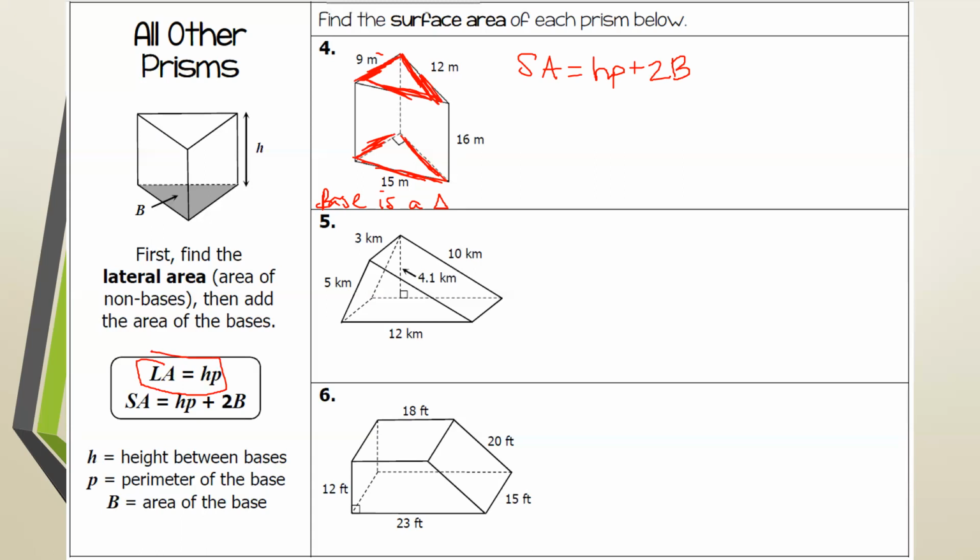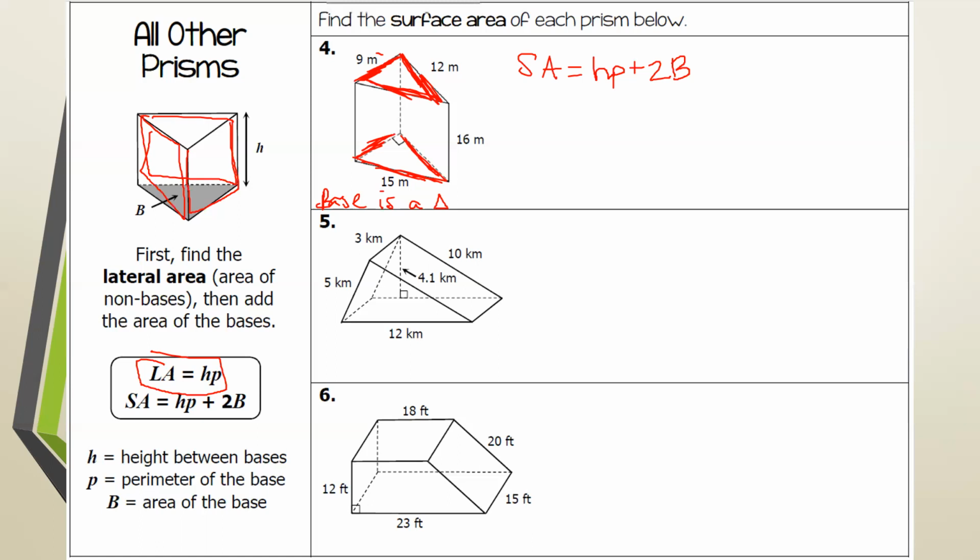So if I wanted the lateral area of this prism, that would be the area of the rectangles that make up the sides. So lateral means side. So the lateral area is the area of the sides. The surface area is the area of the sides plus the bases, all of the surfaces. Okay, so H is the height of your prism. That's the distance between the bases. The perimeter is the perimeter of the base, and the capital B is the area of the base.